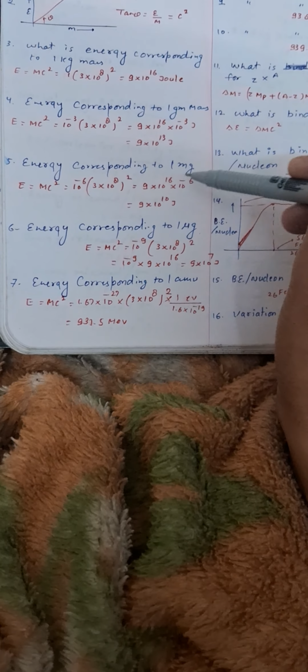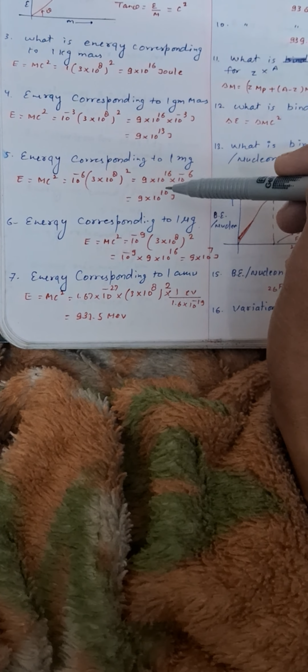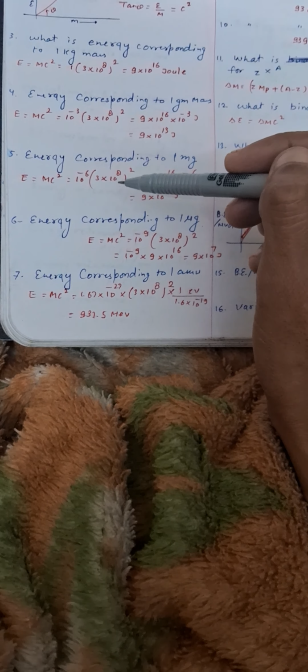Next is energy corresponding to 1 milligram. 1 milligram means 10 to the power minus 6 kg, and we get 9 into 10 to the power 10 joule. Next is energy corresponding to 1 microgram. So we have 9 into 10 to the power 7 joule. Next is energy corresponding to 1 AMU. E is mc squared, which is 931.5 mega electron volt.